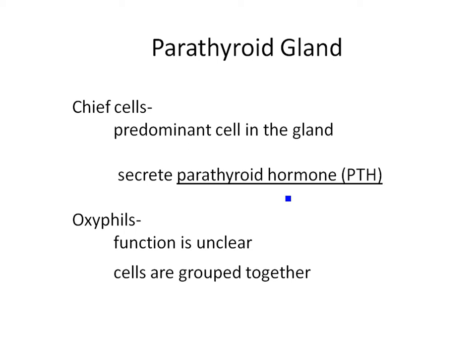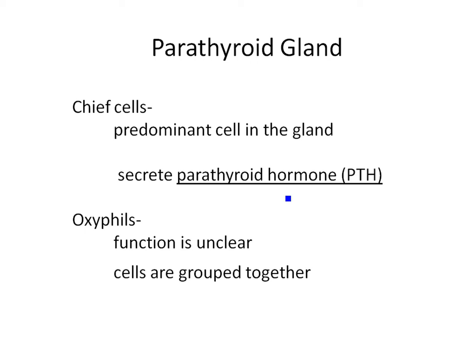Now, if you look at your parathyroid gland, you have 2 main cell types. You have what are called the chief cells, and that's the predominant cell type. And the chief cells secrete the hormone, parathyroid hormone, and that's the main hormone that's going to control calcium ions in the blood. And we're going to talk a lot about that in just a minute.